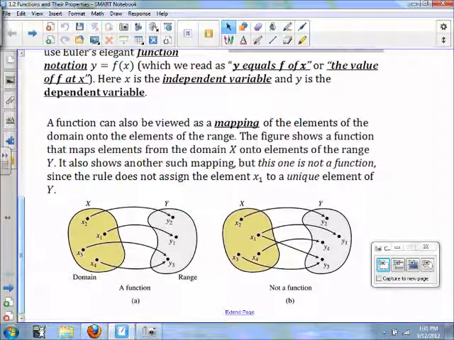A function can also be viewed as a mapping of the elements of the domain onto the elements of the range. The figure shows a function that maps elements from the domain X onto elements of the range Y. It also shows another such mapping, but this one is not a function, since the rule does not assign the element x1 to the unique element of Y. As you can see on the function on the left, there's one arrow coming from X going to Y. Even though x3 and x4 go to the same Y value, that's okay. The problem we see is in the second one, where x1 has two arrows coming from it. That will not be a function.